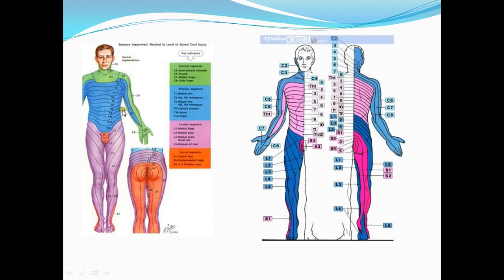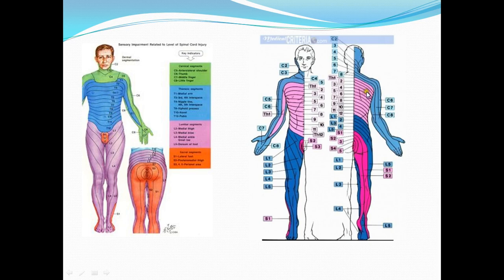Then on the trunk and on the abdomen, at the level of the umbilicus, that is T10, and at the level of the nipples, that is T4. In the lower limbs, on the medial aspect of the leg, that is L4, on the lateral, that is L5, while in the posterior, that is S1. The big toe is L5, while the little toe of the foot is S1. So if the patient is having decreased sensation at these levels, then we can localize where the pathology is.